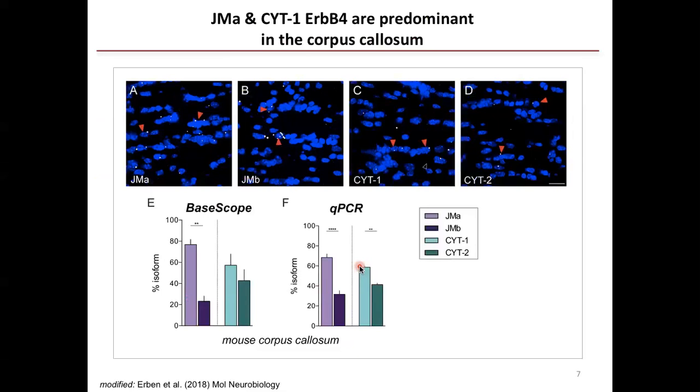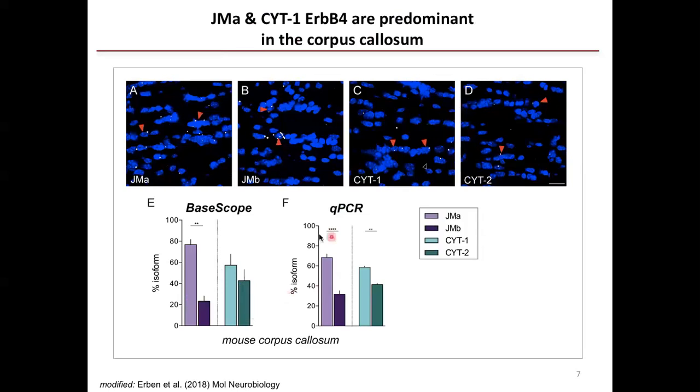The corpus callosum is a white matter area mainly consisting of oligodendrocytes that myelinate the neuronal axons running through this area. BaseScope quantification revealed that JMa and, to a lesser extent, CYT-1 ErbB4 isoforms are the predominant splice variants expressed in the corpus callosum. Since this was a novel finding, I used quantitative TaqMan PCR to measure the 4 ErbB4 isoforms using RNA isolated from carefully microdissected corpus callosal tissue.